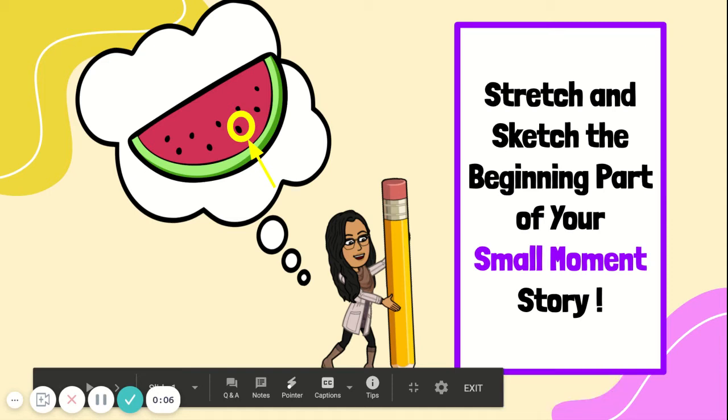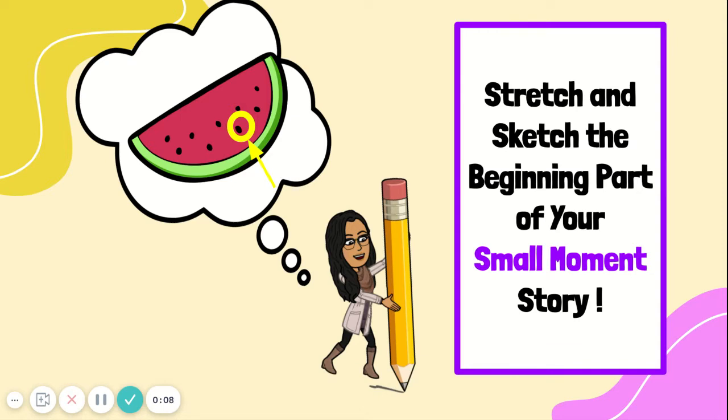Today we're going to continue working on our small moment stories by stretching and sketching the beginning parts of our stories.